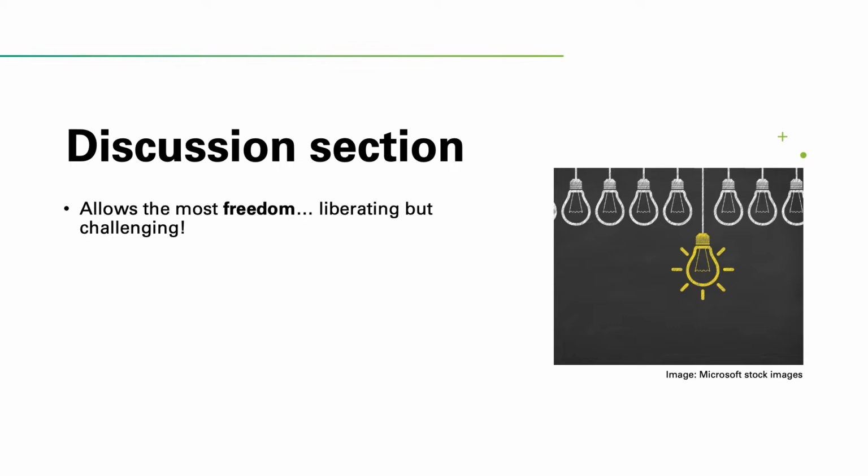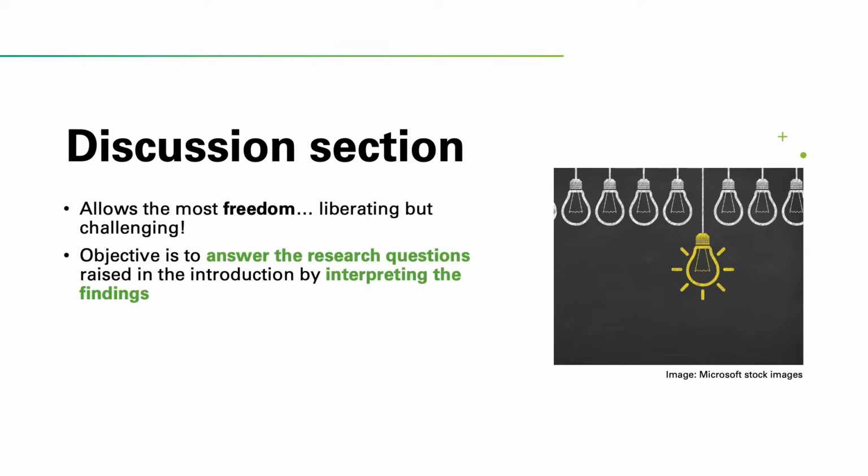The objective of a discussion is to answer the research questions that were raised in the introduction by interpreting the findings. The discussion gives the authors the opportunity to explain the study findings and their implications to a broader audience. It's important to keep in mind that the introduction and the discussion should be connected. The questions posed in the introduction are addressed in the discussion, and the introduction must have introduced the key problems that are discussed in detail.